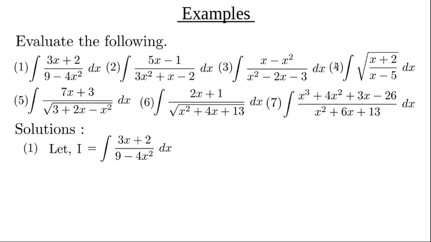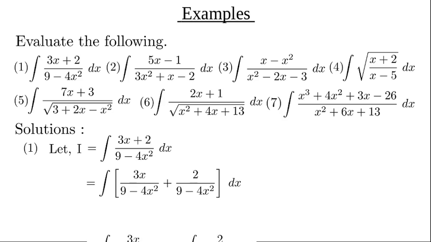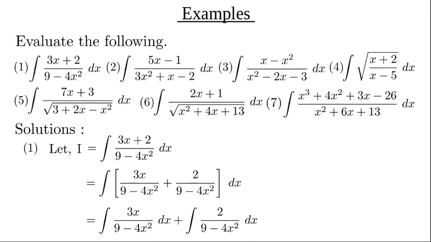Here we have (3x plus 2) upon (9 minus 4x square). The 3x contains the derivative part of x square, since the derivative of x square is 2x. It has an x, so this can easily be adjusted. Observe that there is no x term in this denominator. So we separately divide by the denominator. It becomes 3x upon (9 minus 4x square) as the first part, and the second part is 2 upon (9 minus 4x square), and we take separate integrations.